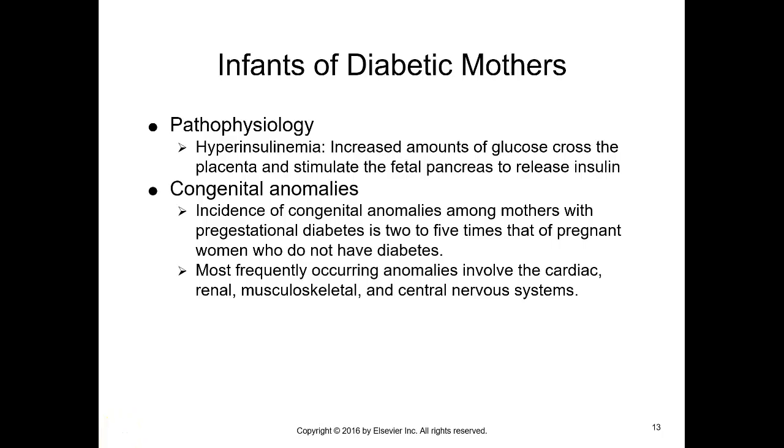The next topic we're going to cover is infants of diabetic mothers. We've had a little bit of this when we were in the complications of pregnancy, and really you all did a case study on this too, so we're going to hit the high points and move along.